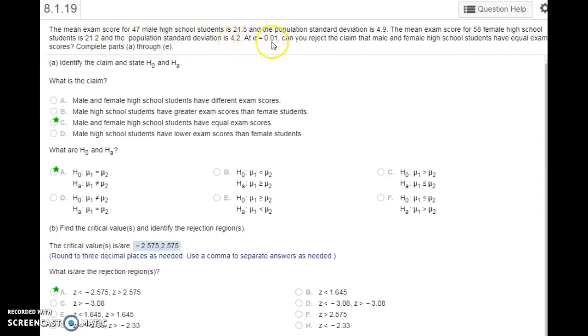We get our significance level, and we ask if we can reject the claim that male and female high school students have equal exam scores. So first, let's set up our null and our alternative. Look at what the claim is. It's that male and female high school students have equal exam scores. So our null is going to be that the means are equal. Our alternative then would be that they're not equal.